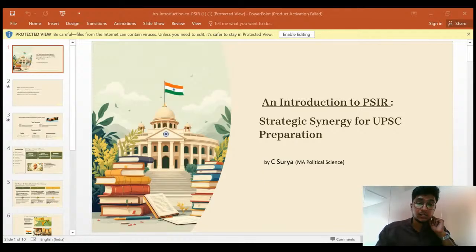PSIR also connects with environment, where GS paper 3 has environmental studies, where we will learn ecologism. Ecologism is different from environmentalism. What is the difference? As I said before, ecologism is a study of how to value nature, not just to prepare for or rectify repairing issues.